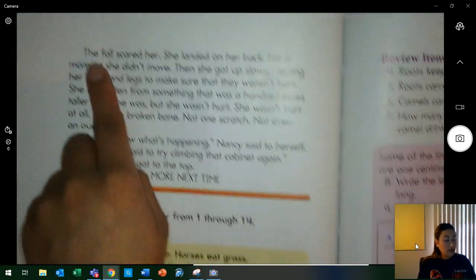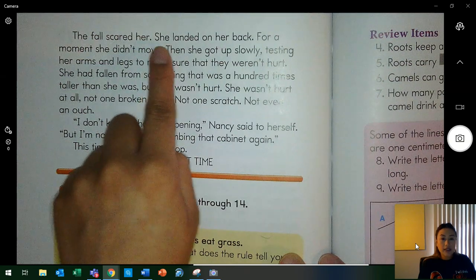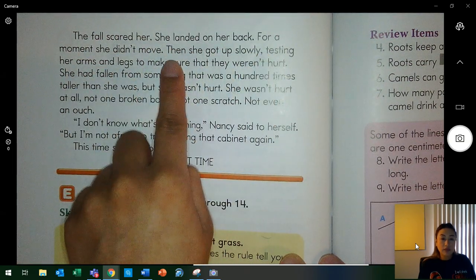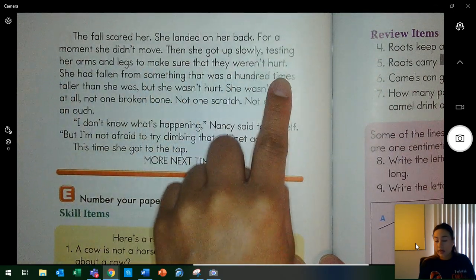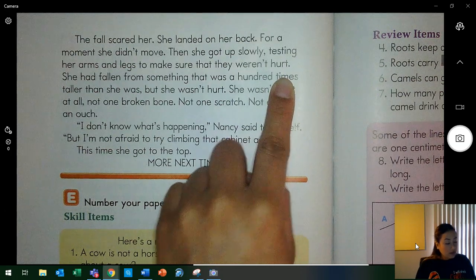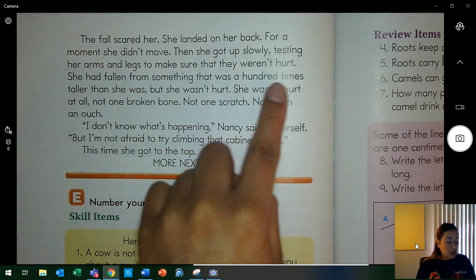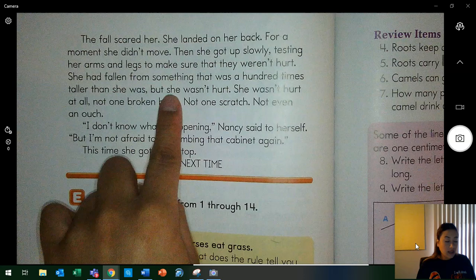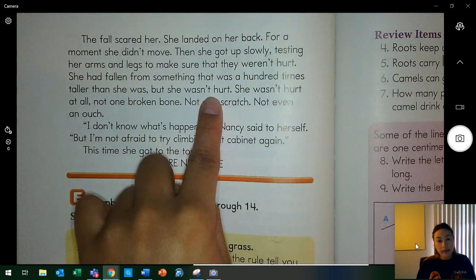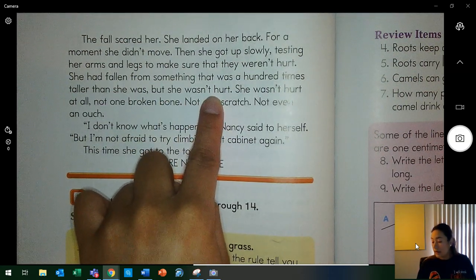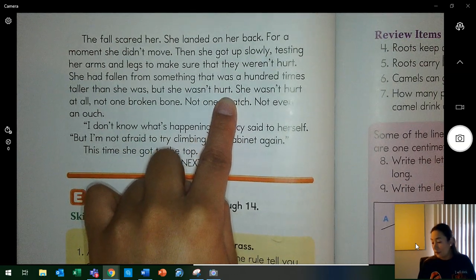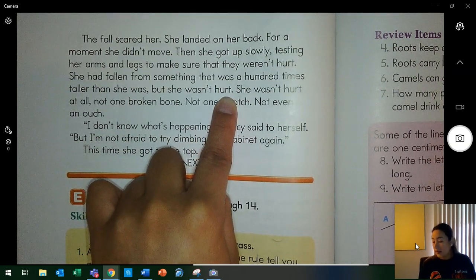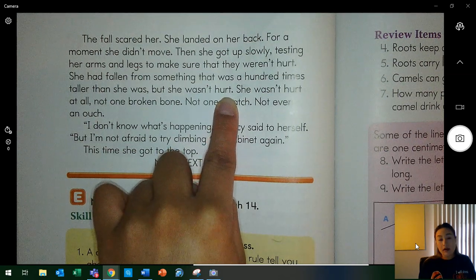Everyone's tracking? The fall scared her. She landed on her back. For a moment she didn't move. Then she got up slowly, testing her arms and legs to make sure that they weren't hurt. She had fallen from something that was 100 times taller than she was, but she wasn't hurt. Stop right there. She had just fallen from a cabinet. Everybody show me how high that cabinet would be if it were in your room. Get ready. Right, that cabinet is 100 times taller than Nancy.